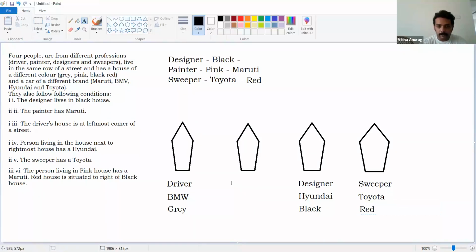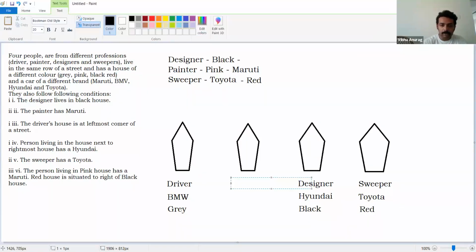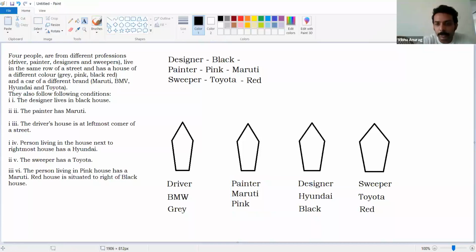And then this is the painter's house with the Maruti car, and it is pink in color. The house is pink in color. Did you get the same arrangement? Did you get this? Yes. Okay, fine.